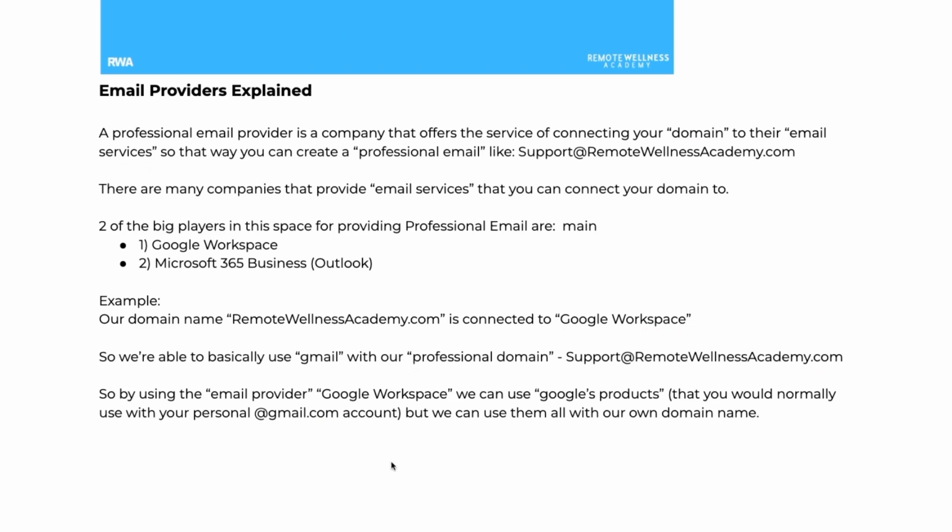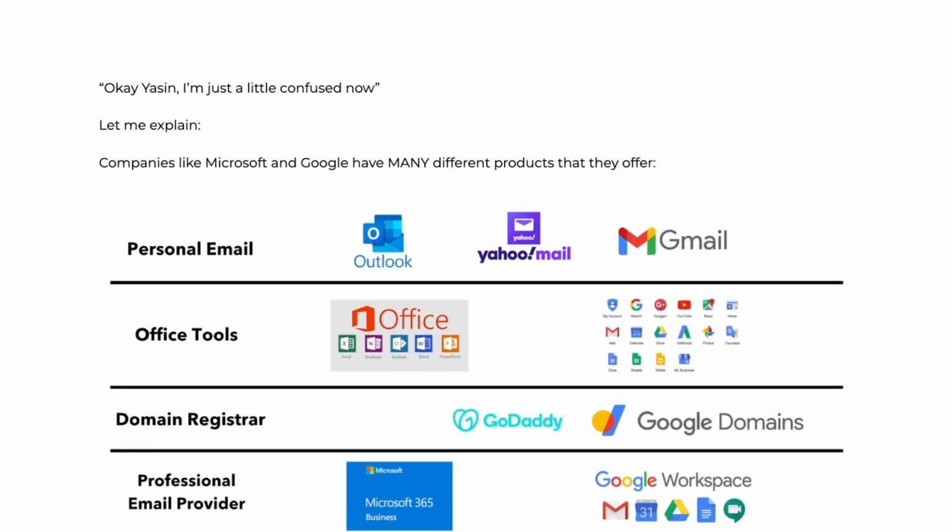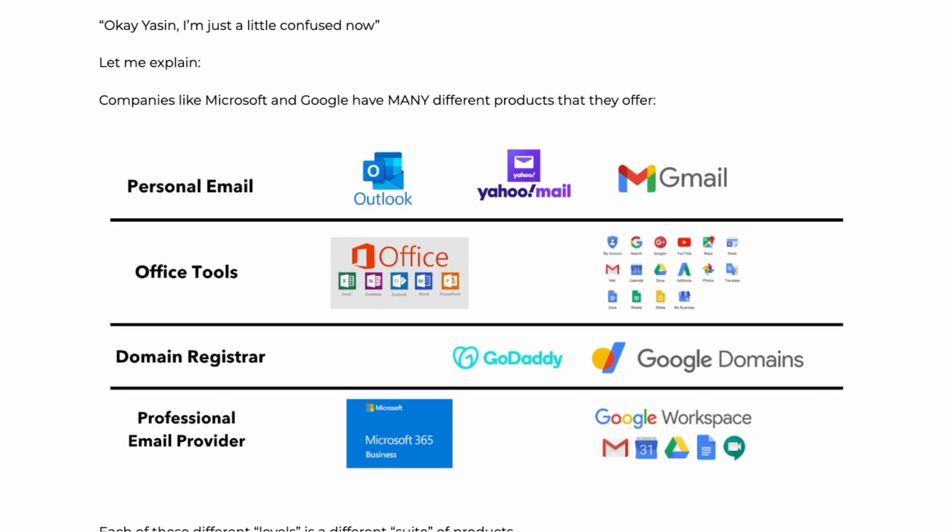Now, I might have actually lost some of you there, okay? So let me break this down a little bit more. Okay, Yasin, I'm a little bit confused now. Let me go ahead and explain. So the thing is that companies like Microsoft and Google have many different products that they offer, okay? Typically when you think of Google, you think of search, right? But Google has many different products. Microsoft, right? You might think of Windows, or you might think of Excel, but Microsoft has many different products, okay?